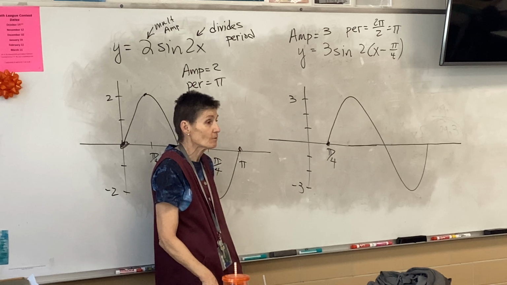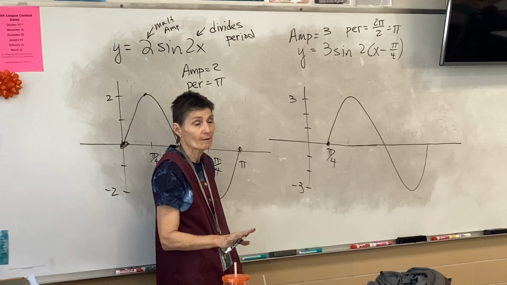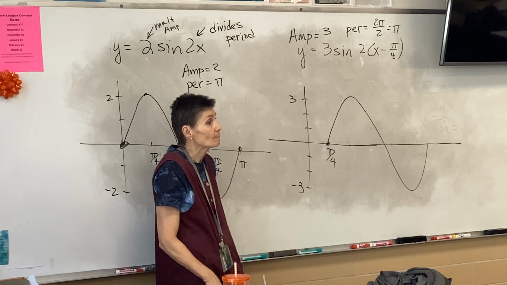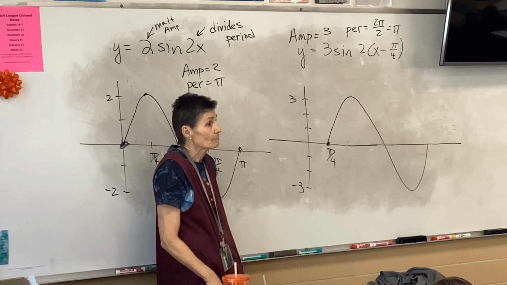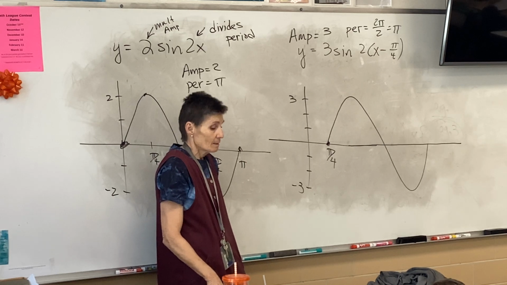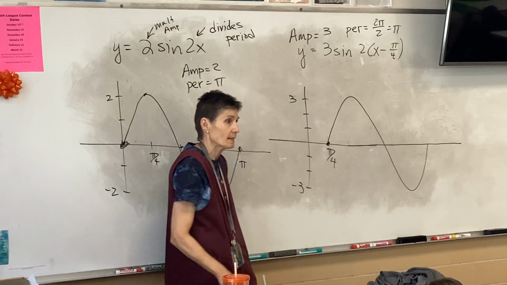Now before I go any further, let's pause there. Dana? Why don't we use pi? Why can't we just use like degrees? Well, the directions say label in radians.